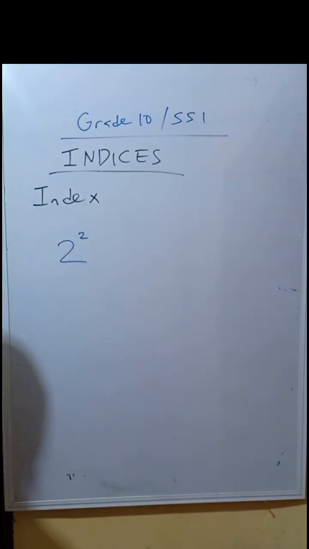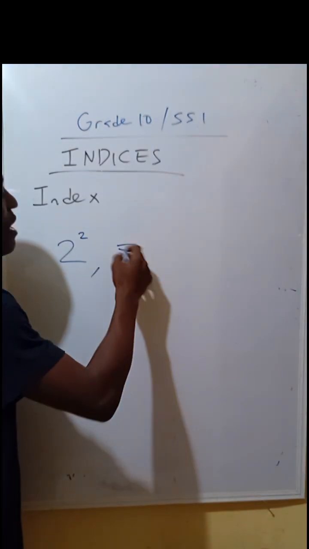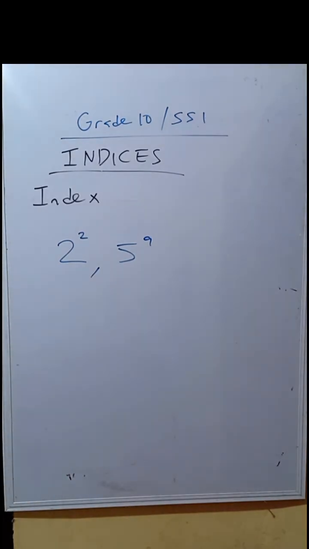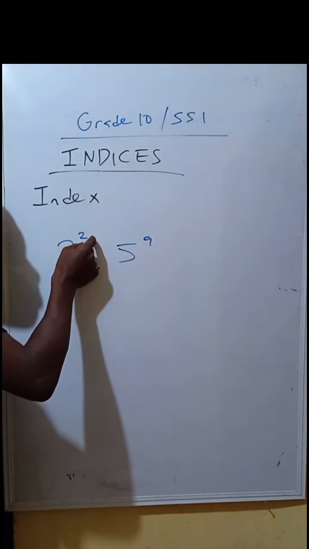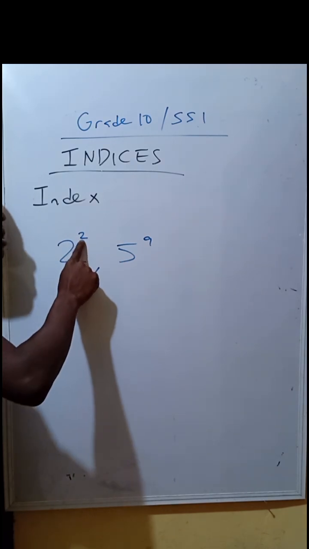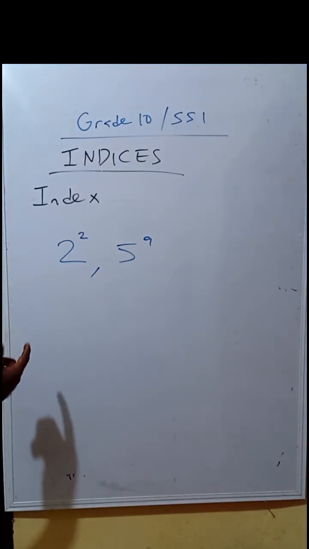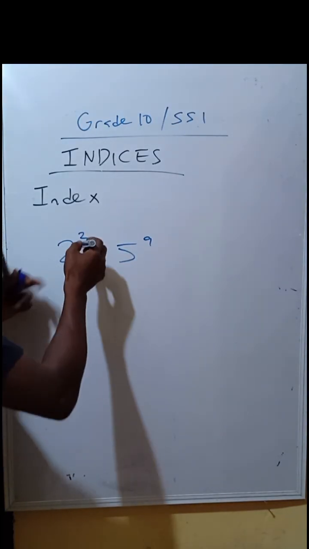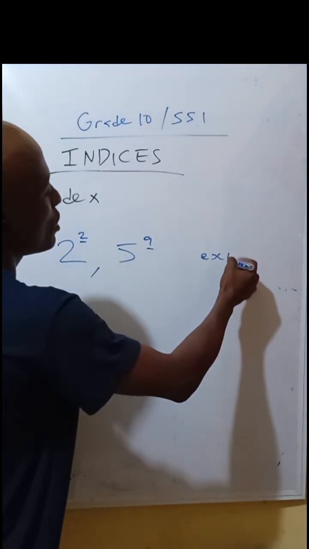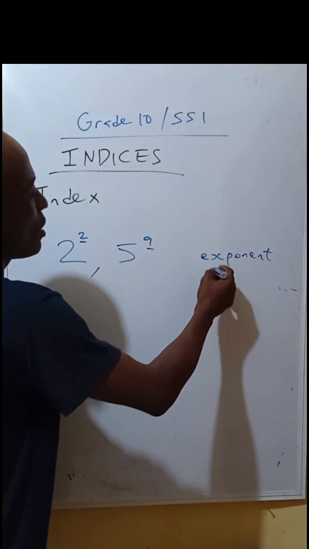Now, a number 2 raised to power 2, or 5 raised to power 9, you have a number written in this form. You have a number, then a small number at the right hand side. This is called the base, while this is called the exponent, or we say the power. So this 2 here, this 9, can either be called the exponent or the power.